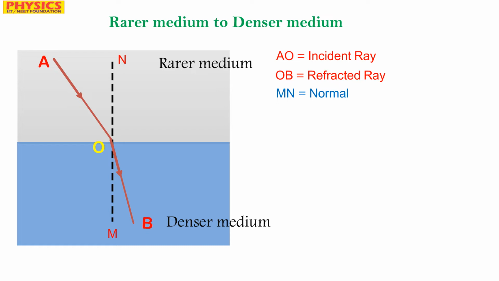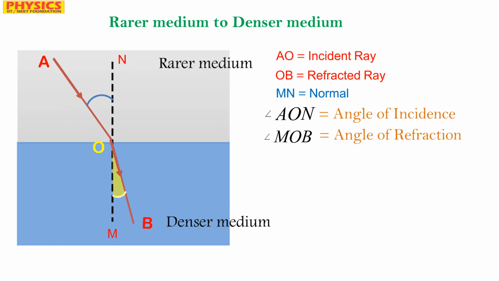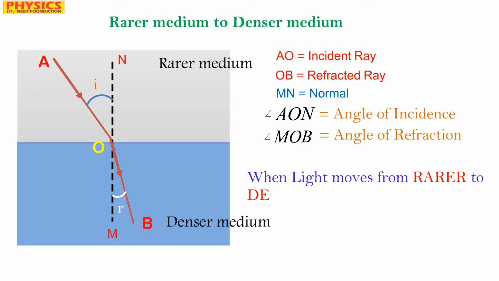Clear? Next, coming to the angle made by the incident ray AO with normal is known as angle of incidence, and the angle made by the refracted ray OB with normal is known as angle of refraction. So angle AON is known as angle I, and angle MOB is known as angle R. When light moves from rarer medium to denser medium, it bends towards normal. Therefore, angle of incidence is greater than angle of refraction. Clear?